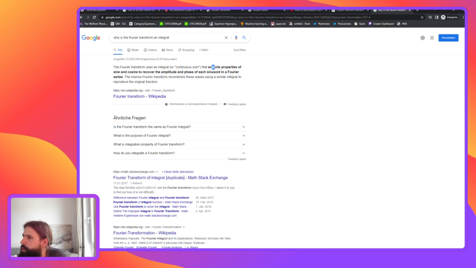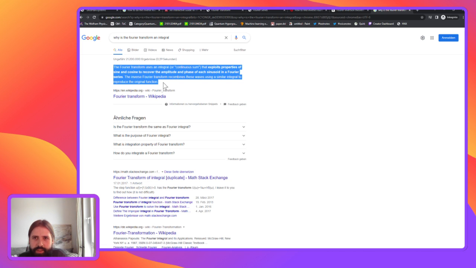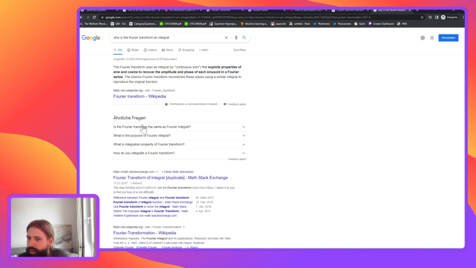Because it exploits properties of the sine and cosine to recover the amplitude and phase of each sinusoid in a Fourier series. The inverse Fourier transform recombines these waves using a similar integral to reproduce the original function. It's pretty cool how accurate it is; they highlight the specific answer that I'm looking for in Wikipedia, right?